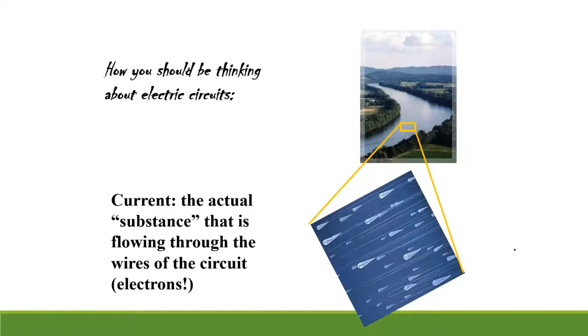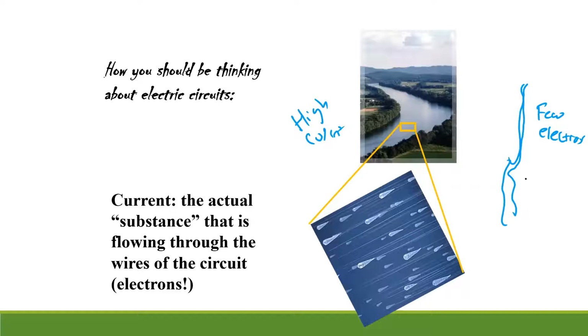If you have a lot of water droplets moving, then you have a very big river, and you would say this is a high current. If instead you have just a little trickle, then that would have very few electrons going down or very few water droplets going down. So that would be a low current.